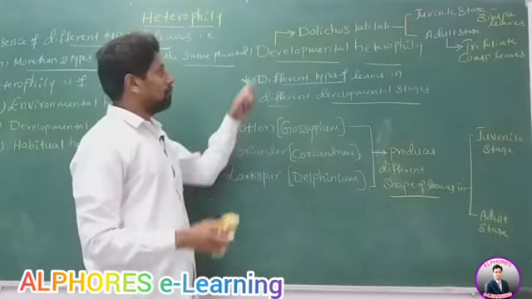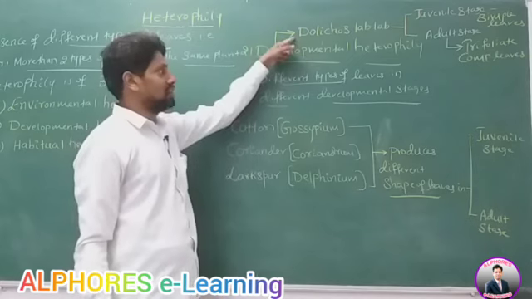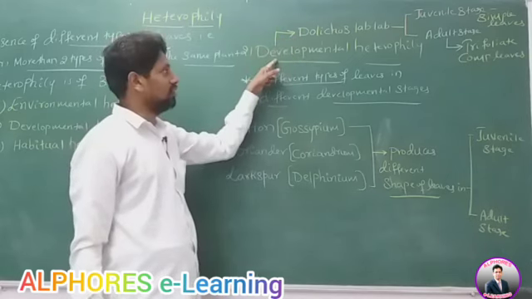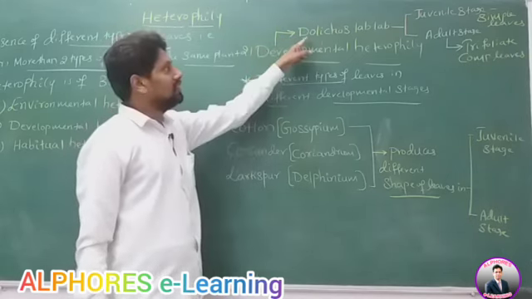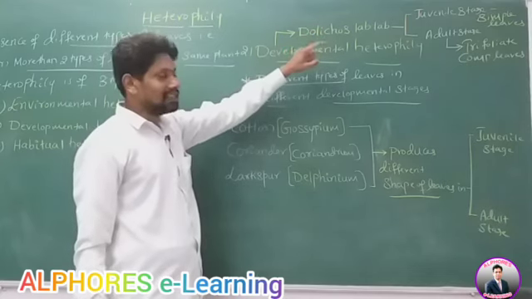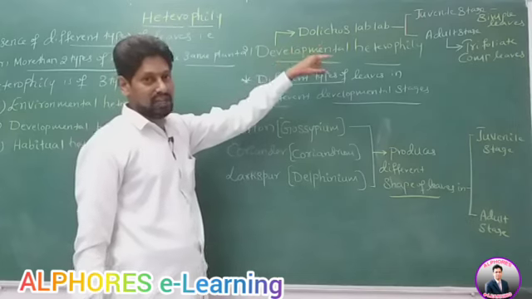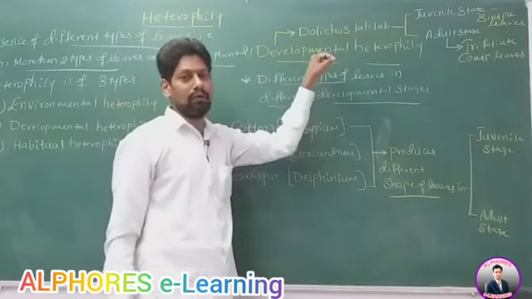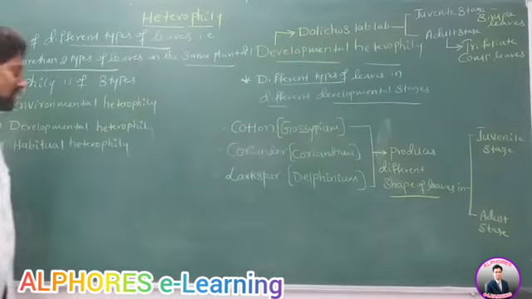Therefore, developmental heterophily, one more example. Dolichos lablab shows which heterophily? Developmental heterophily. In Dolichos lablab, in the juvenile stage, simple leaves are present. In the adult stage, trifoliate compound leaves are present. Is it okay? Right? Go for the third one.